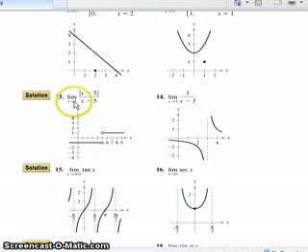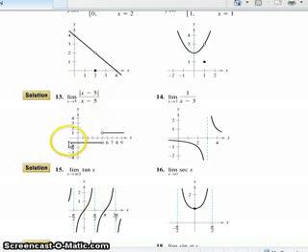Next one, the limit as x approaches 5 of the absolute value of x minus 5 over x minus 5. Can you plug 5 into the equation? It's the first thing you always try to do. No, because we end up with a 0 on the bottom. So let's look at the graph.